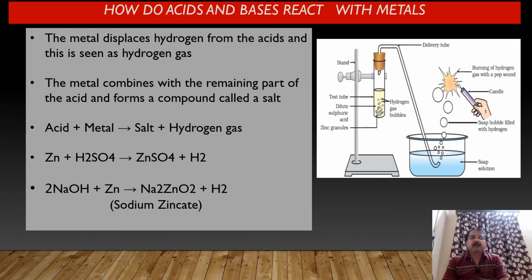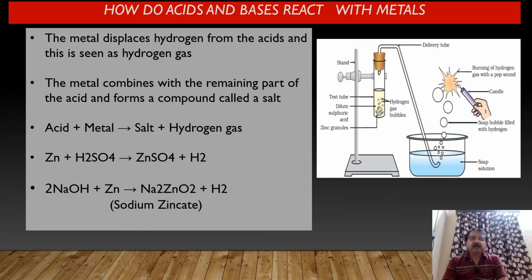Now we'll see here how do acids and bases react with metals. The metal displaces hydrogen from the acids and this is seen as hydrogen gas. The metal combines with the remaining part of the acid and forms a compound called a salt. So here is the equation: acid plus metal is equal to salt plus hydrogen gas.